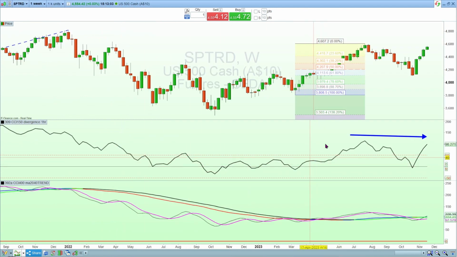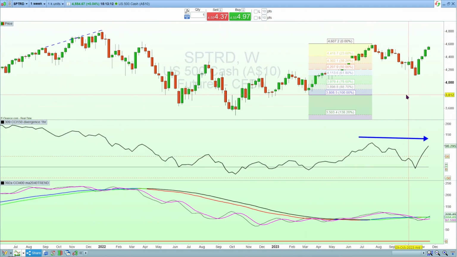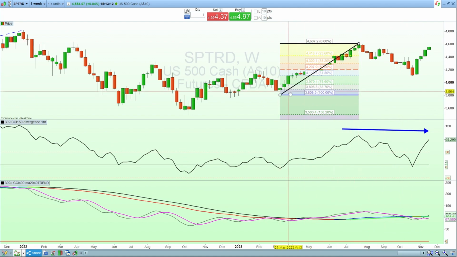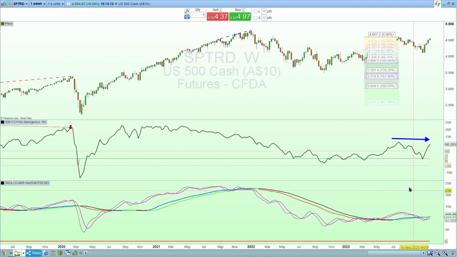The weekly first off, you can see there we did draw this Fibonacci range. You can see it's bounced off the 61%, and now it's retracing back towards that previous high, just short of that at the moment this week. Although you'll notice the CCI 150, which is our divergence indicator, is pretty much running flat or going sideways, and the CCI 400, which is our trend indicator, is also pretty much flat. So there's no real big 100% positive moves yet.